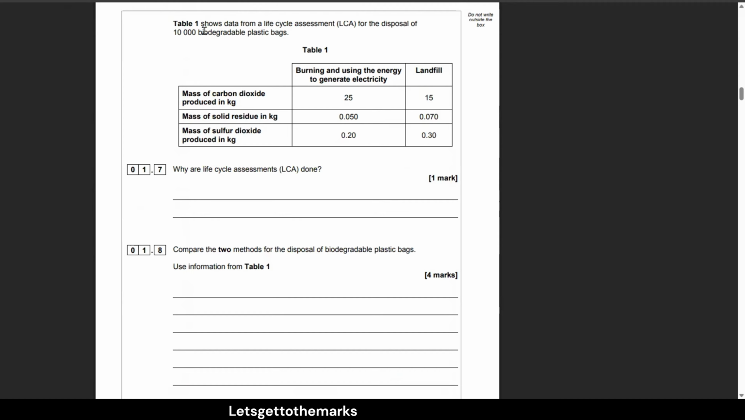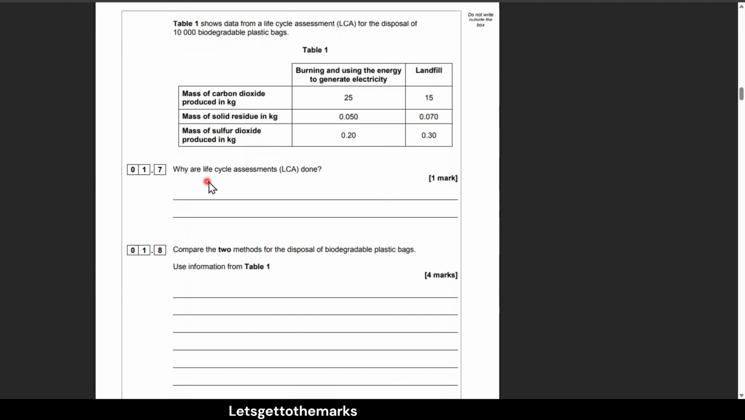Okay, table 1 shows data from a life cycle assessment, known as an LCA, for the disposal of 10,000 biodegradable plastic bags. Here's table 1. Mass of carbon dioxide produced in kilograms, mass of solid residue in kilograms, mass of sulfur dioxide produced in kilograms. Burning and using the energy to generate electricity, and in landfill.